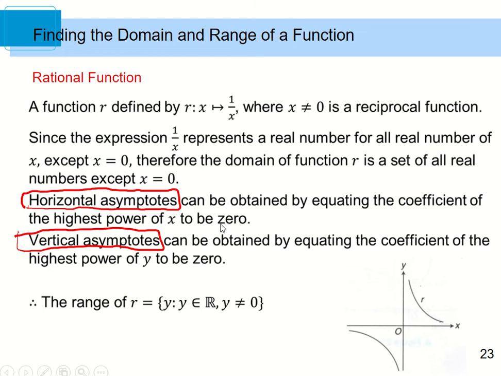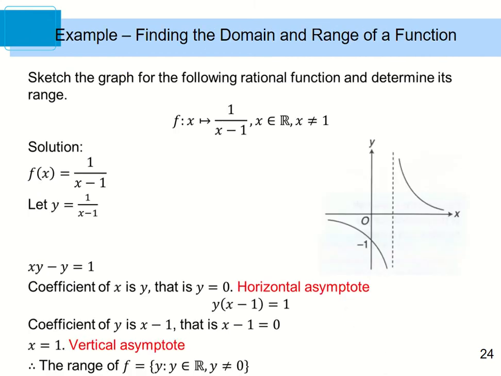Horizontal asymptote refers to the line like this. To find the vertical asymptote, to find this line, we can let the coefficient of the highest power of y be 0. So for horizontal, we let the coefficient of the highest power of x be 0. To find the vertical asymptote, we let the coefficient of the highest power of y be 0. Let's see an example to understand it better.